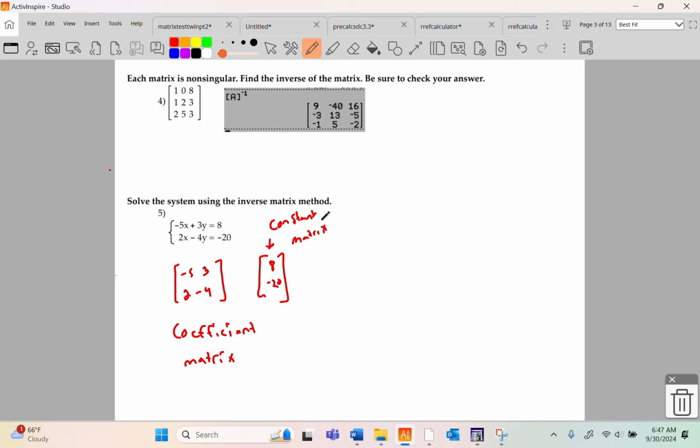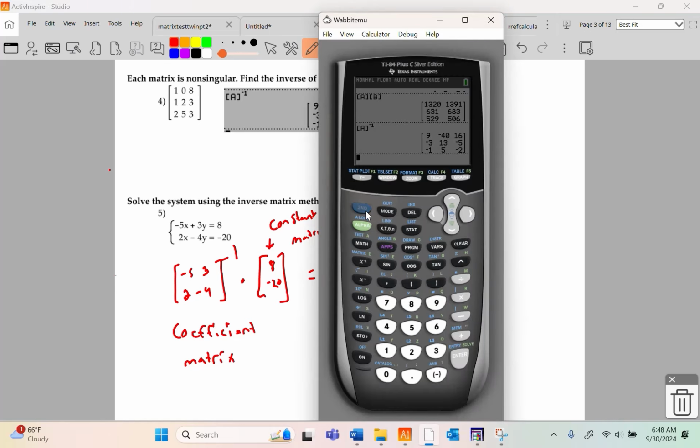Now let's think about how this works. The idea is if you take the inverse of this matrix and multiply it by this constant matrix, you will get your answers, X and Y. That's how it works. So let's do it. More button pushing. So I've got a coefficient matrix, which is just the coefficients of the variables. That's all it is.